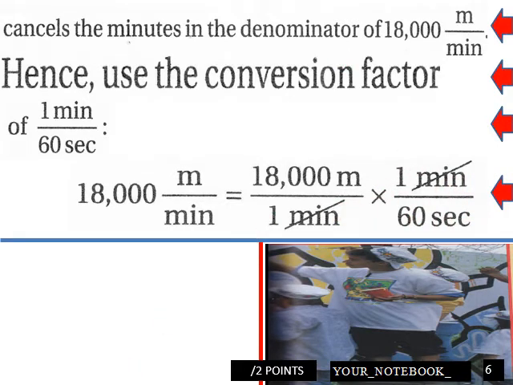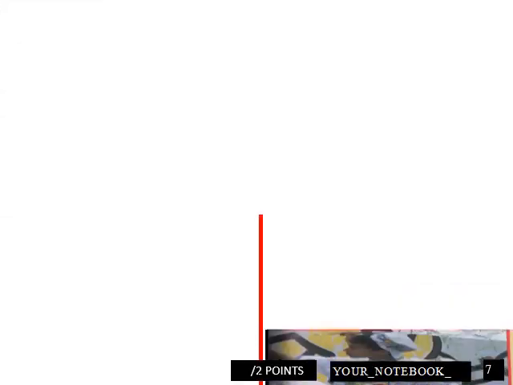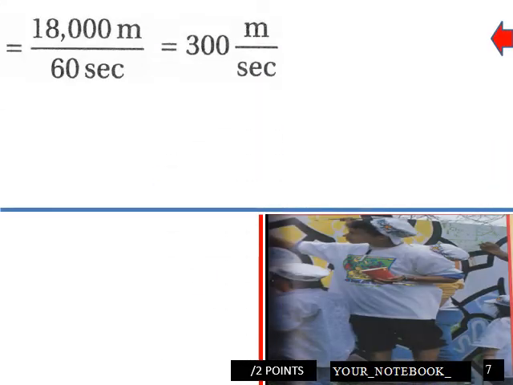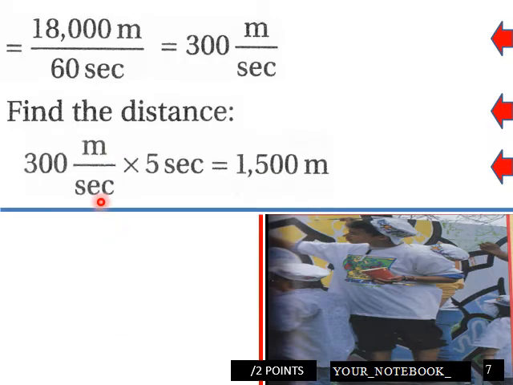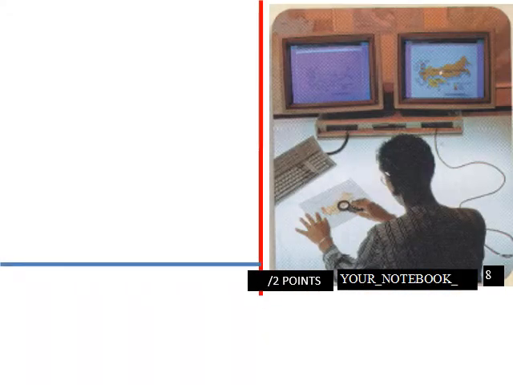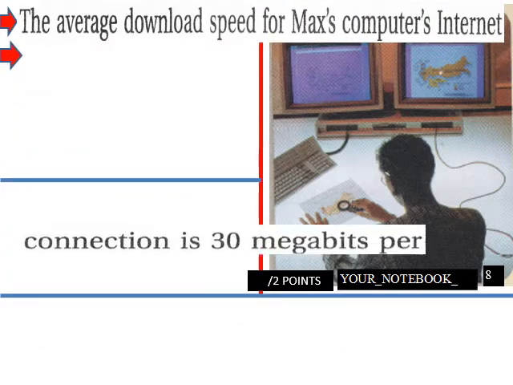This will convert it into 300 meters per second. Now we have 300 meters per second. Divide this out here and we get 300. Find the distance. So we have 300 meters per second times 5 seconds would equal 1,500 meters. We got meters per second due to that conversion factor.